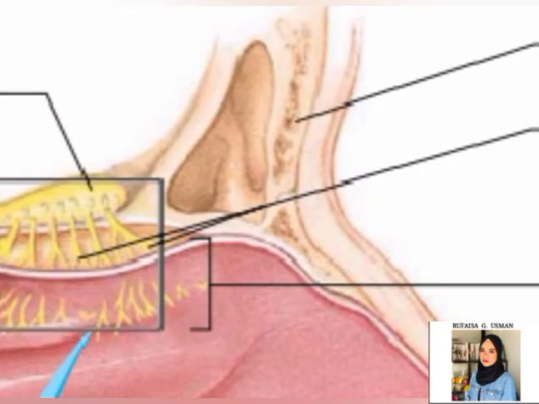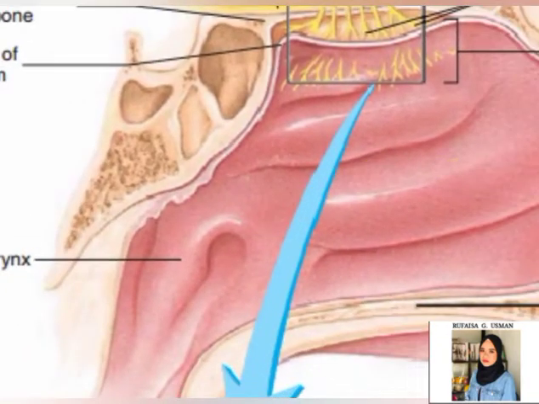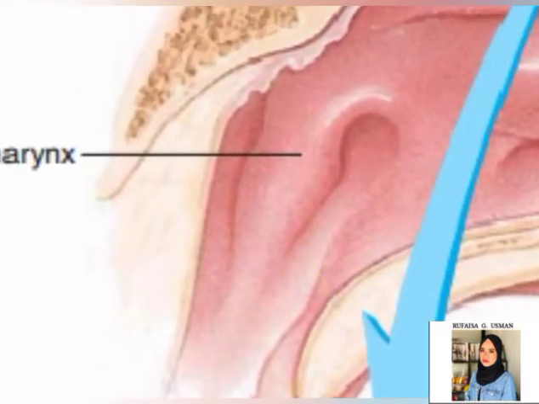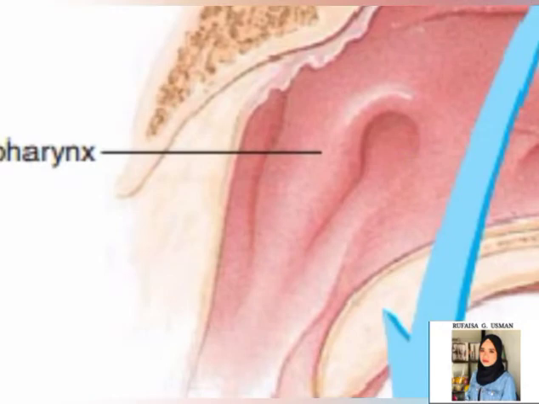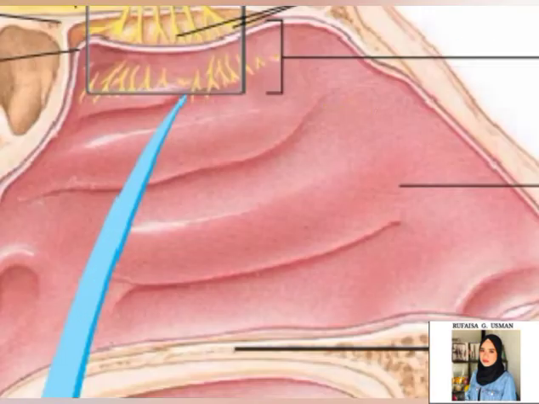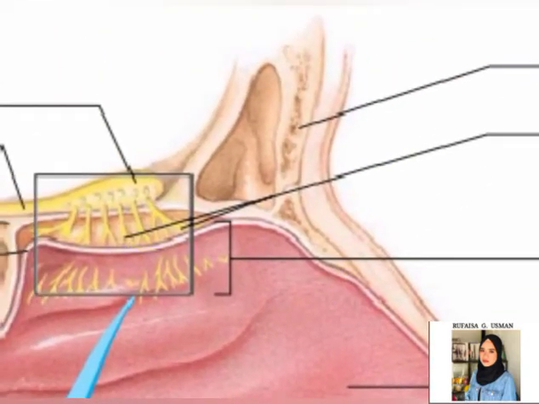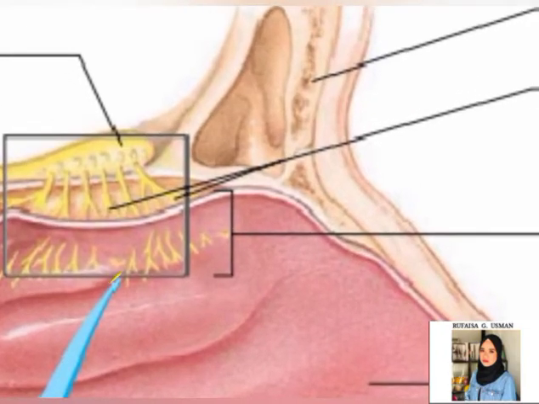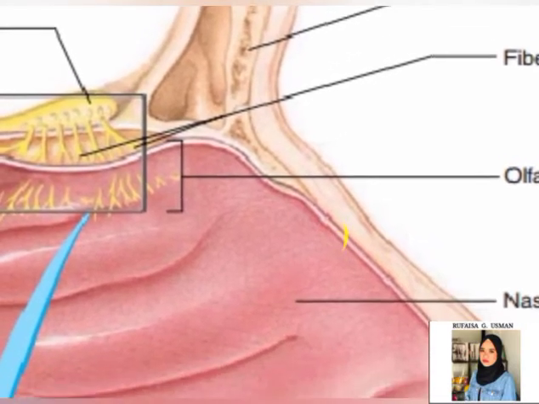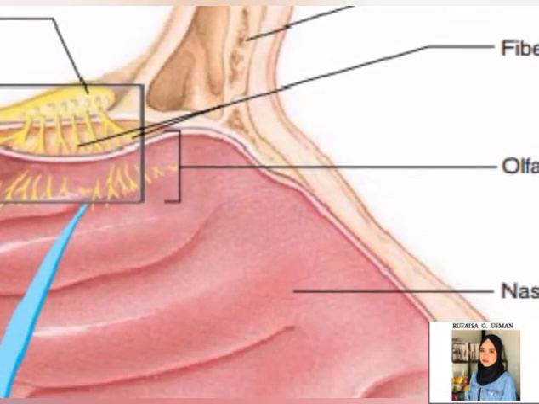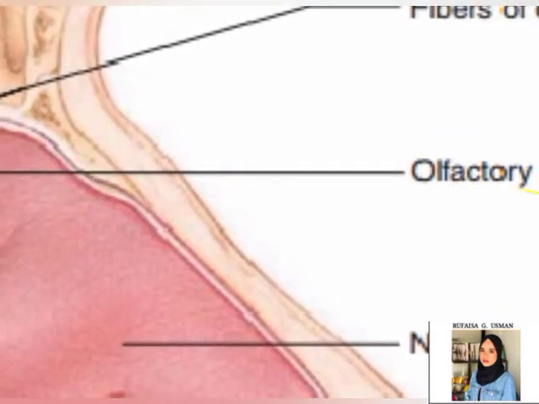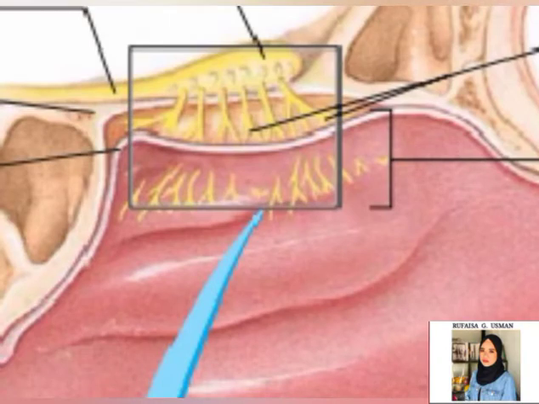Nasopharynx, it is the space above the soft palate at the back of the nose, which connects the nose and the mouth. It allows a person to breathe through the nose. Fibers of olfactory nerve, they are located within the mucosa of the nasal cavity. They cover the sense of smell, transmitting information to the brain from smell receptors in the nose. Olfactory region, it connects the nostrils, ethmoid bone, nasal cavity, and olfactory epithelium.